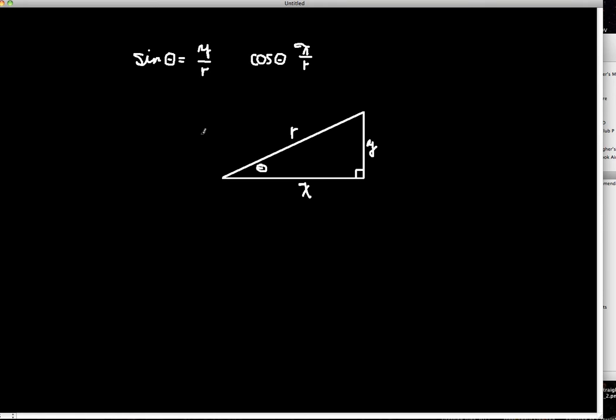Now, if you recall that in a right triangle, the hypotenuse r is given by the square root of the sum of the squares of the other two sides. So it's the square root of x squared plus y squared. That's r. Or we could also write that r squared, the Pythagorean theorem tells us that r squared is equal to x squared plus y squared.